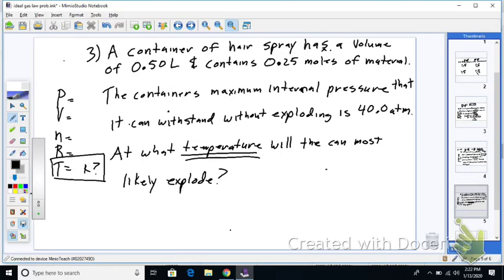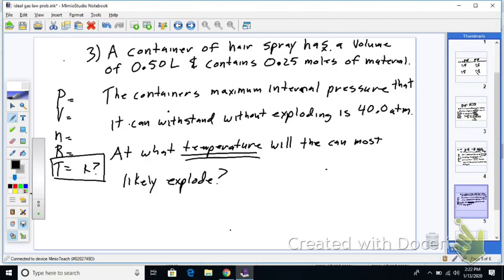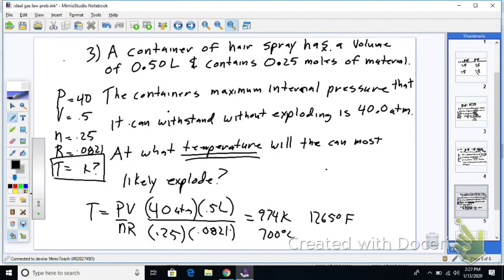In this one, go ahead and solve for the temperature. The one we did earlier had an answer of 54 moles when we set it up, N equals PV over RT. Now for this one, we're going to see what temperature it is. Again, T is equal to PV over nR, and then you get 974 Kelvin, or 700 degrees Celsius.